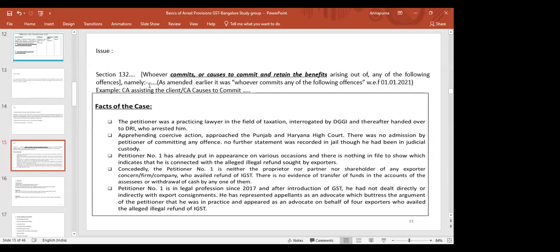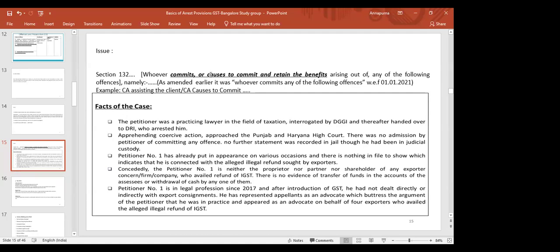It got amended, I think, in the 38th council meeting. In one of the council meetings they have amended it, where earlier it was whoever commits any of the following offenses. Now they have extended it saying that whoever commits or causes to commit and retains the benefit arising out of it. So the very section says it can be applicable even to a person who is registered, unregistered, whoever is committing that offense is within the purview of 132.